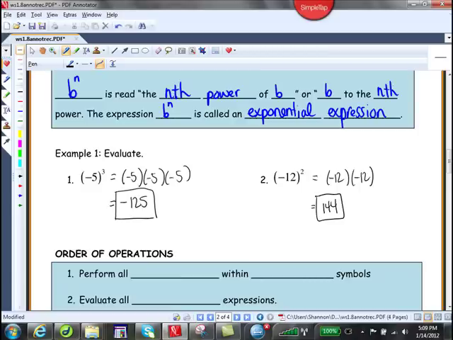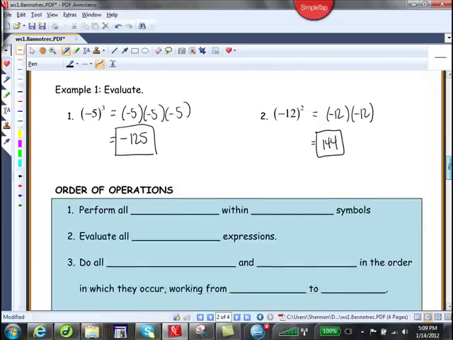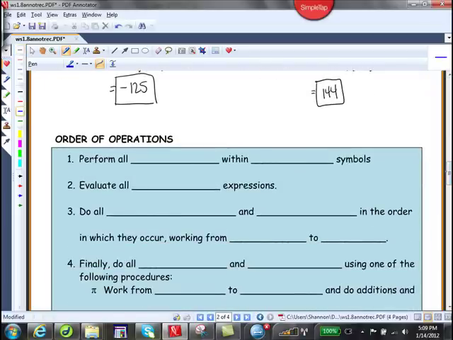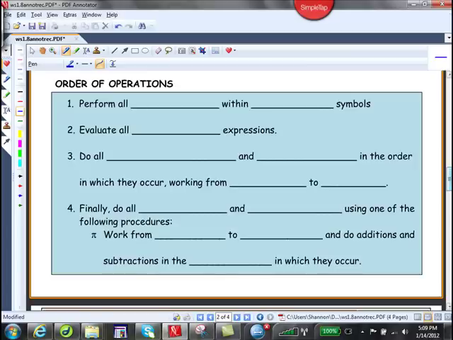Okay. Now be careful because the negative was inside the parentheses, so that was part of the base that was being exponentiated. We'll be coming across other problems where the negative kind of goes along for the ride after the exponentiation. Okay. All right, so order of operations. Perform all operations within grouping symbols like parentheses. Evaluate all exponential expressions. Do all multiplications.